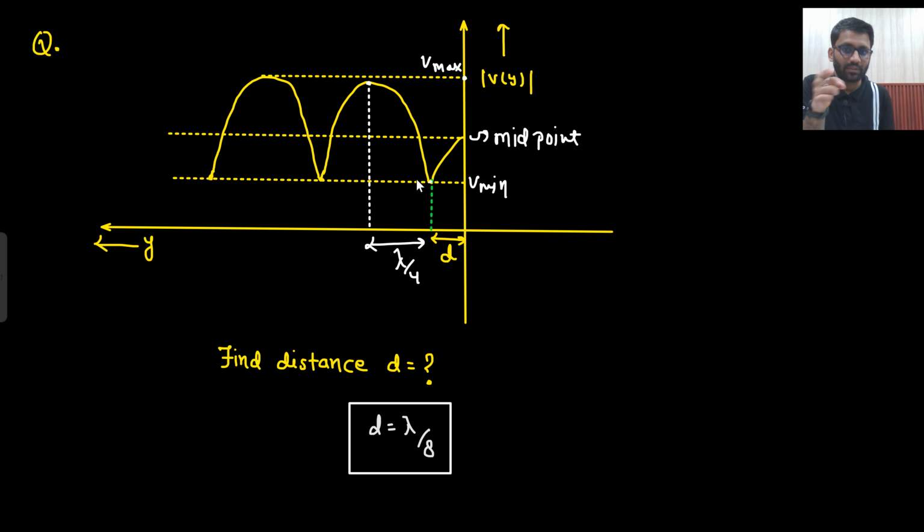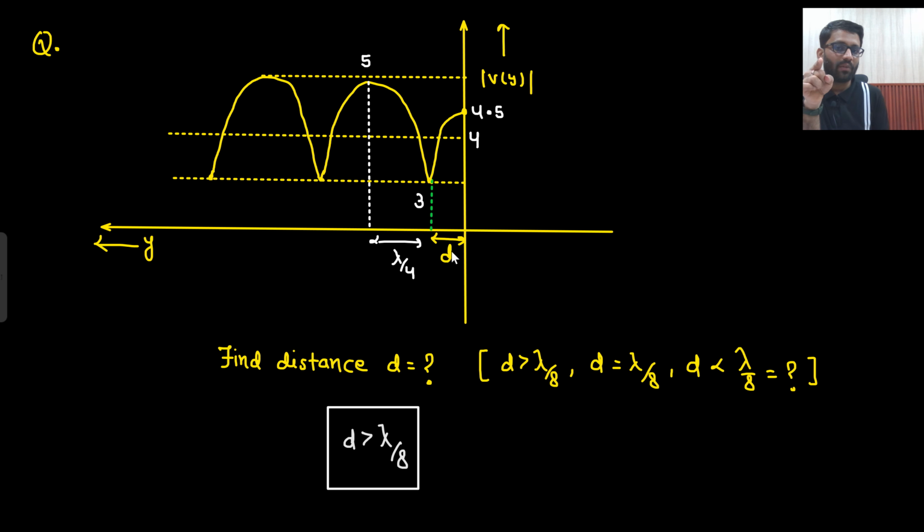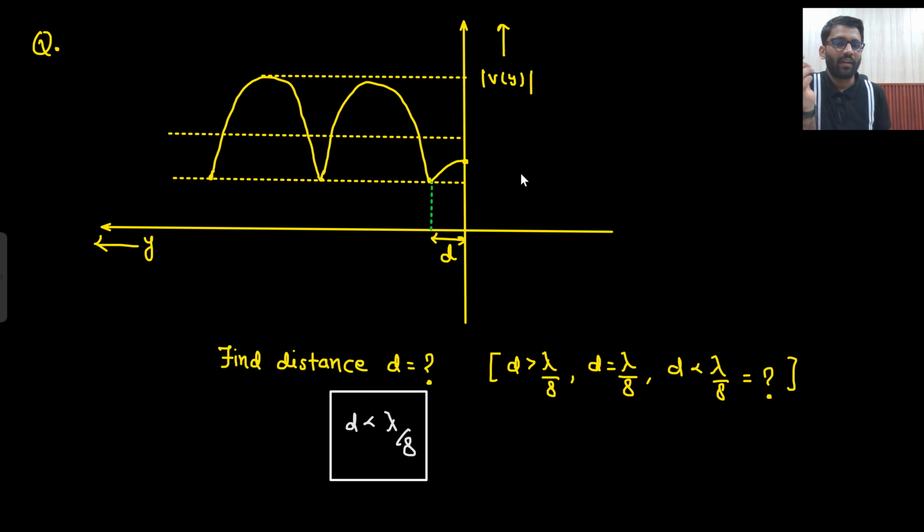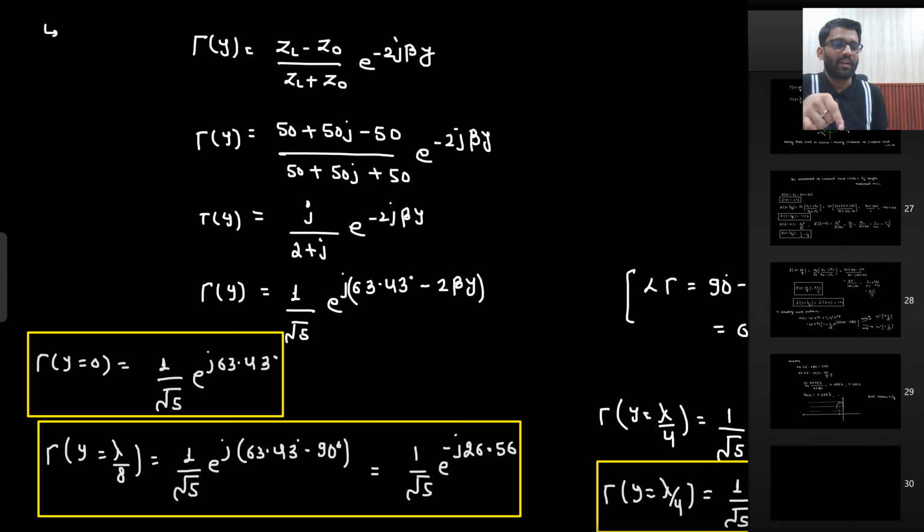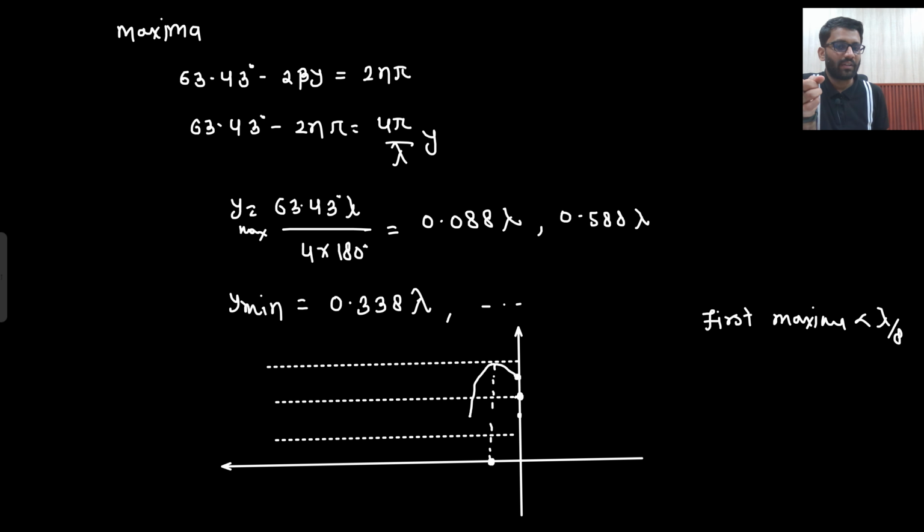Which questions? These questions, where you are getting minima first. So total lambda by 8 distance is required. Why is lambda by 8 distance required? Because this is the midpoint. From here to here, lambda by 4 you were taking, so this was the midpoint. Now this d will be greater than lambda by 8 and this d will be less than lambda by 8. But now in case of maxima, it will be opposite, right?